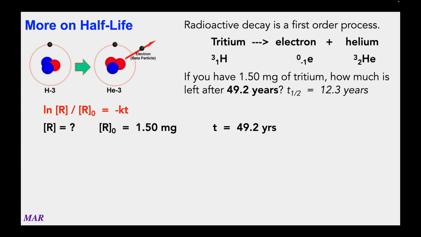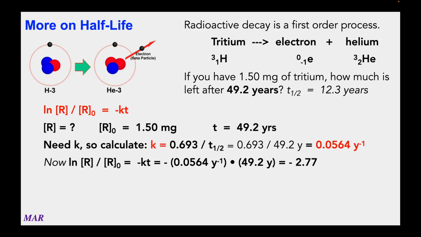Now, we don't know R, how much is left, but we know that R0 is what we start with, 1.50 milligrams, and we want to know T, how much is left after 49.2 years. But we don't have K. So right now we have one equation with two unknowns, R, how much is left after that long, and we don't have K. However, the half-life allows you to find the K value pretty easy. K equals 0.693 divided by the half-life, and if you do that, that's 0.0564 inverse years.